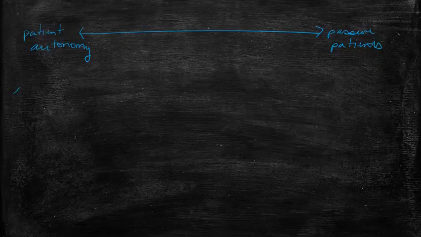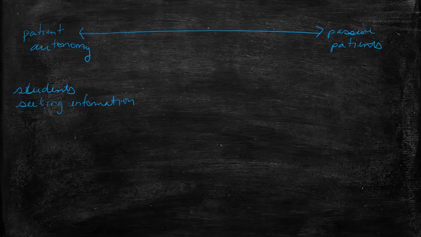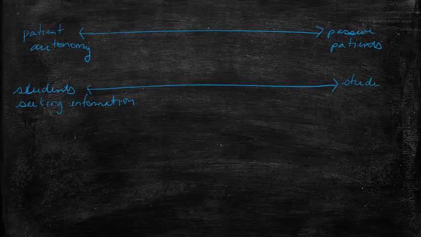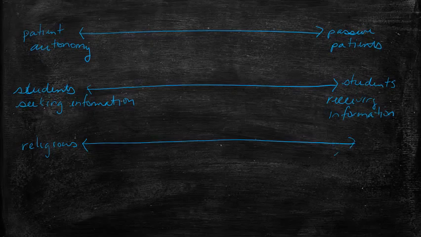We can think of students who are used to actively seeking information, and students who have learned to receive information. And finally, we could think of, for example, a religious society and a secular society.